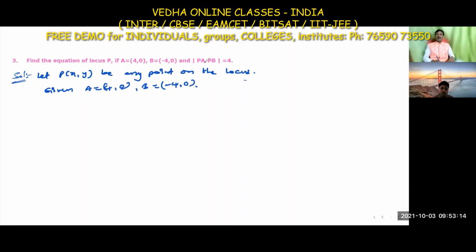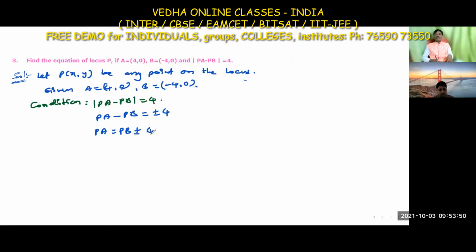Now we are going to write the condition. What is the condition here? The condition is already given, no need to form a condition. So here the modulus of PA minus PB is equal to 4. And we know that if you remove the modulus, we get plus or minus 4. Here you can square directly, but then the simplification becomes very difficult. That's why take this PB to that side: minus PB becomes plus PB, and plus or minus 4. Now I am squaring on both sides.